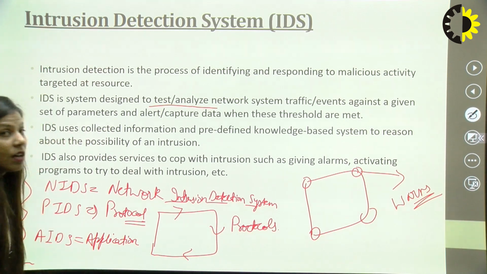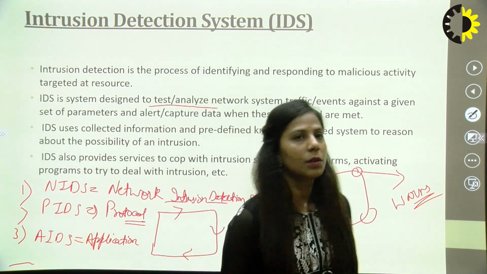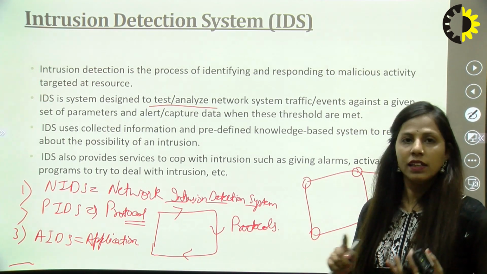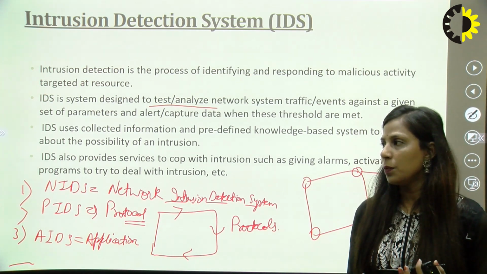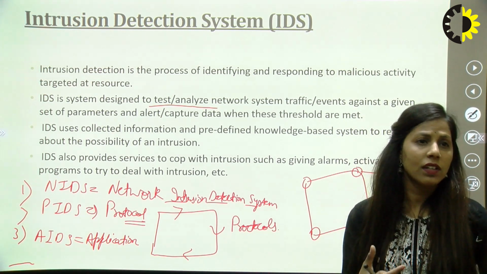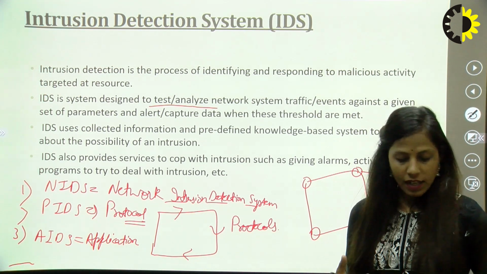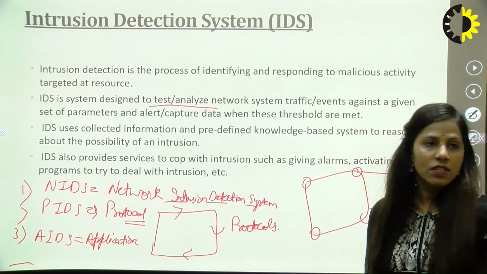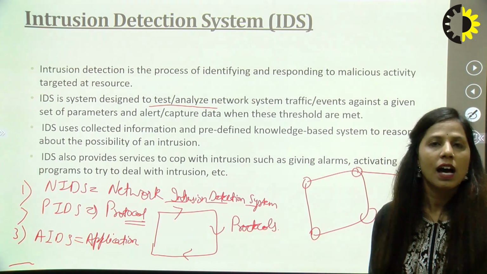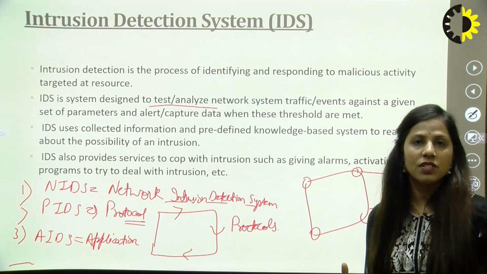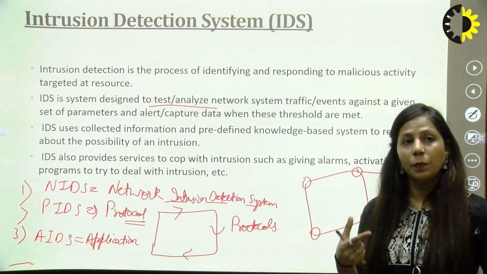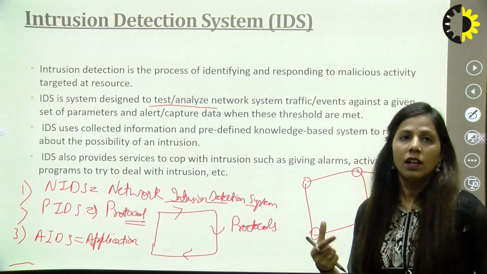application intrusion detection system. So intrusion detection system is the process in which we are identifying the particular malicious activity in that particular resource, in the network. In the protocol, we are identifying whether the protocols are working correctly or not. Next one is the application intrusion detection system, in which we are configuring the various applications we are using on our systems, our Windows, our mobile devices, whether these applications are working correctly or not. So we identify that particular network against the particular parameters to capture the data, whether the data is correct or not.